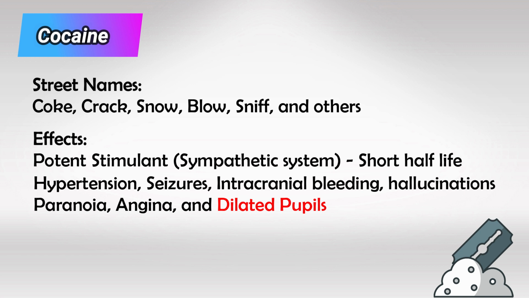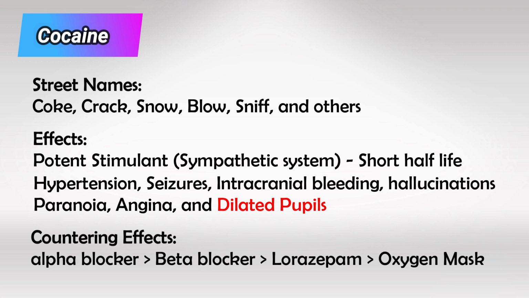Exam-wise, you'll find dilated pupils. To counteract the drug effect, the patient has to take an alpha blocker first and then a beta blocker. The new guidelines also add oxygen and benzodiazepine.